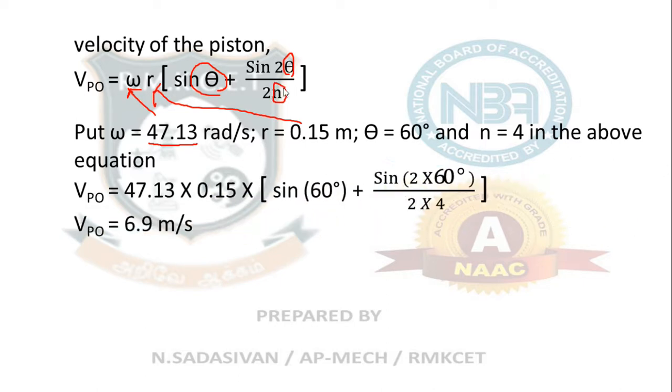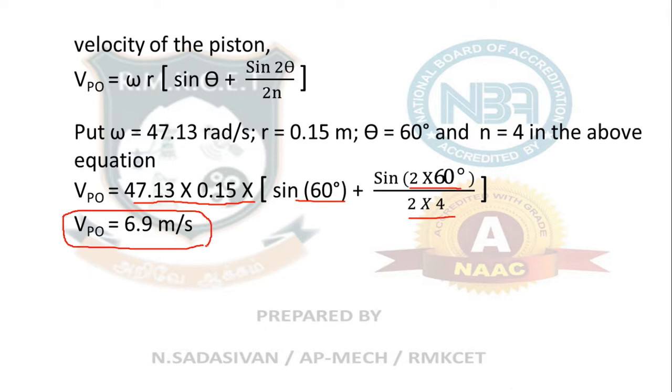Just substitute everything, and if you put all these values, 47.13 into 0.15 multiplied by sin 60 plus sin 2 into 60 divided by 2 into 4, the answer is 6.9 meter per second. If you solve this in your calculator, you will get 6.9 meter per second. Please don't just write 6.9, try to solve it yourself and check whether you are getting this answer. Please cross check with the answer.